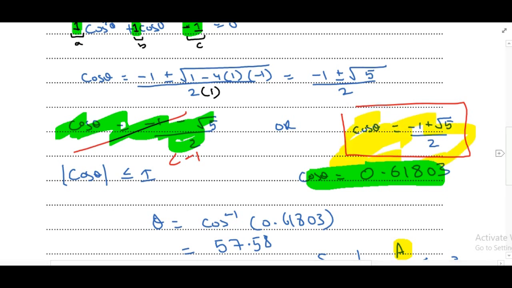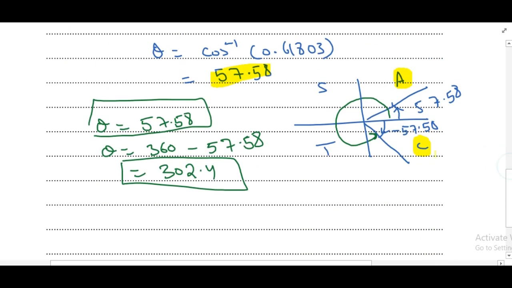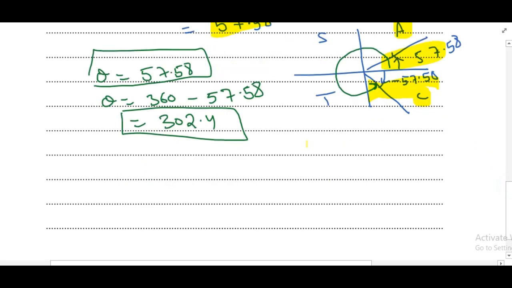So we use this value, calculated the base angle, drew our quadrants. Based on those quadrants, we got two values. And since our theta was from 0 to 360, we calculated all the way from the positive x-axis to that point. I hope this concept is clear.